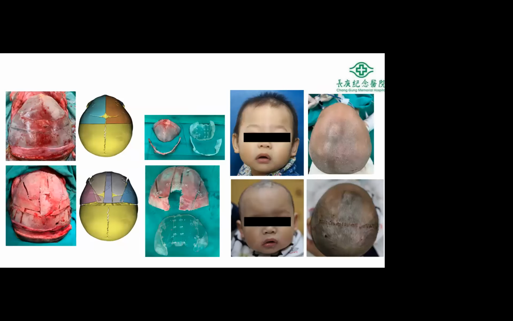So this is my latest case with the metopic, looks like a moderate form. I did an even wider bone graft in the middle. I hope it will have a better result.